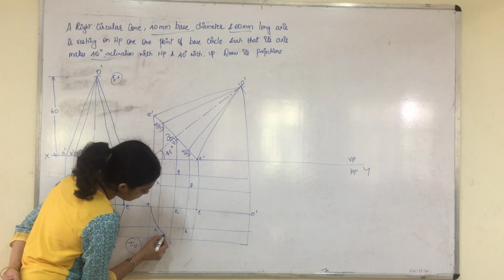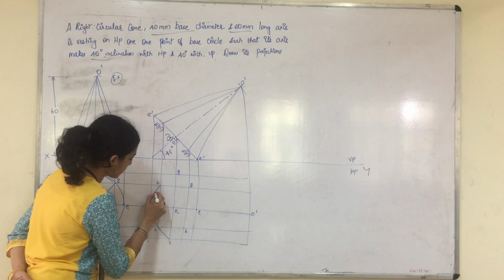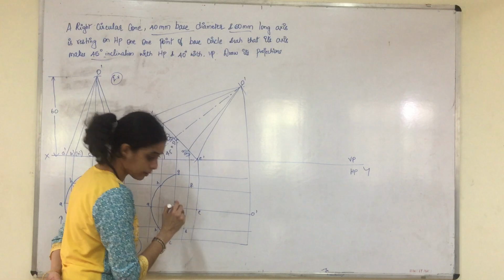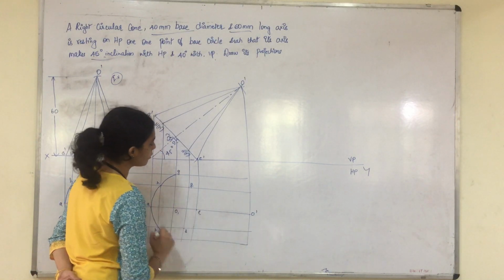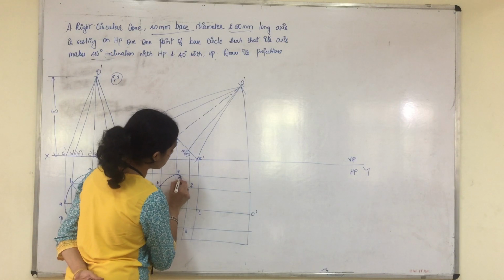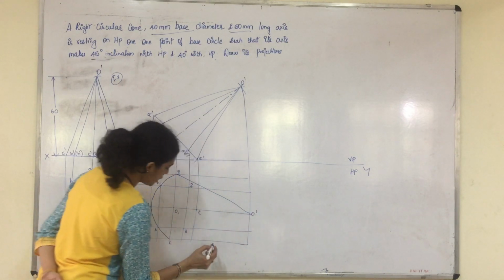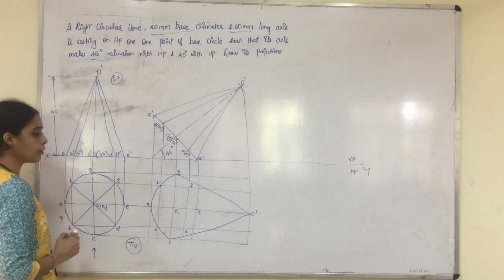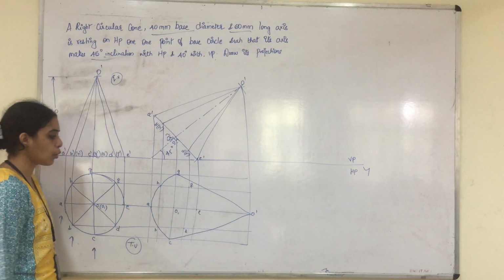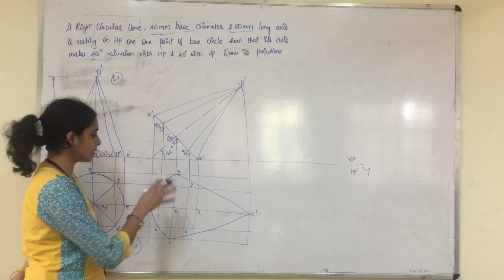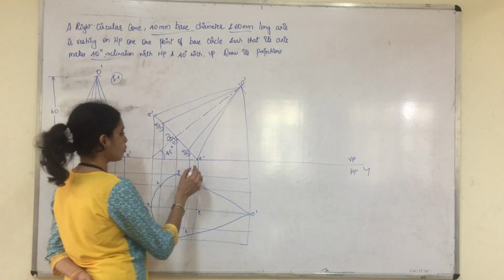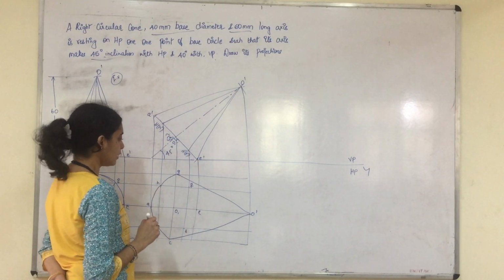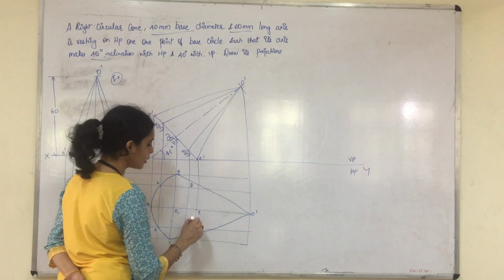Join A to B, B to C, A to H, H to G, right? And the outer boundary we are joining. So from G to O dash, and from C to O dash. So this is the outer boundary of the cone. And after this you should see which are the hidden lines. Now you can see that one of the corners of the base of the circular cone is lying on XY line. That shows that the projection coming through that corner will be hidden.